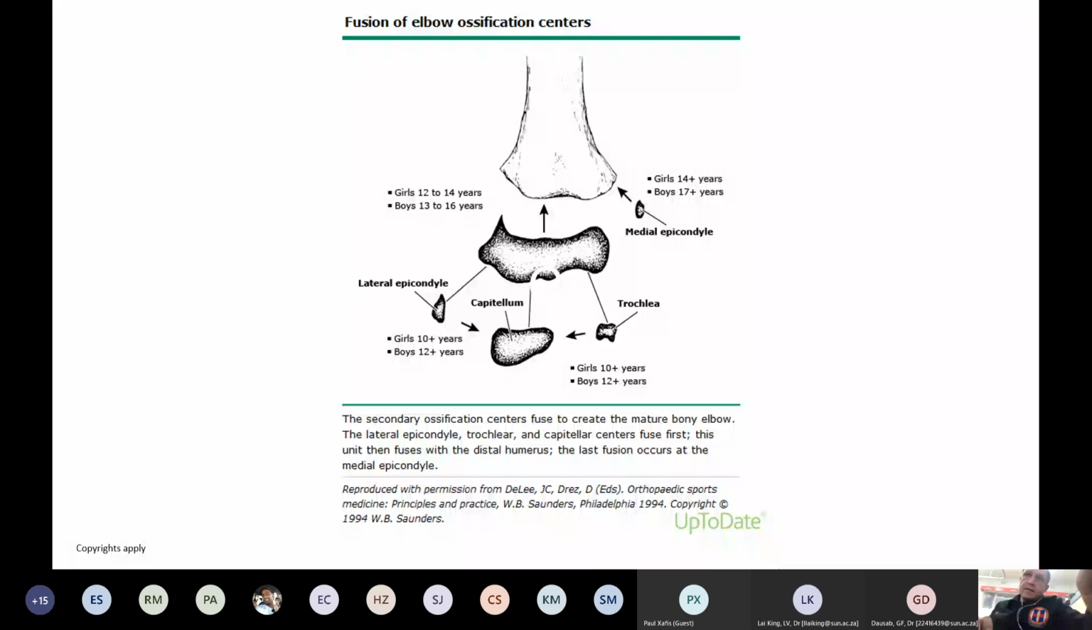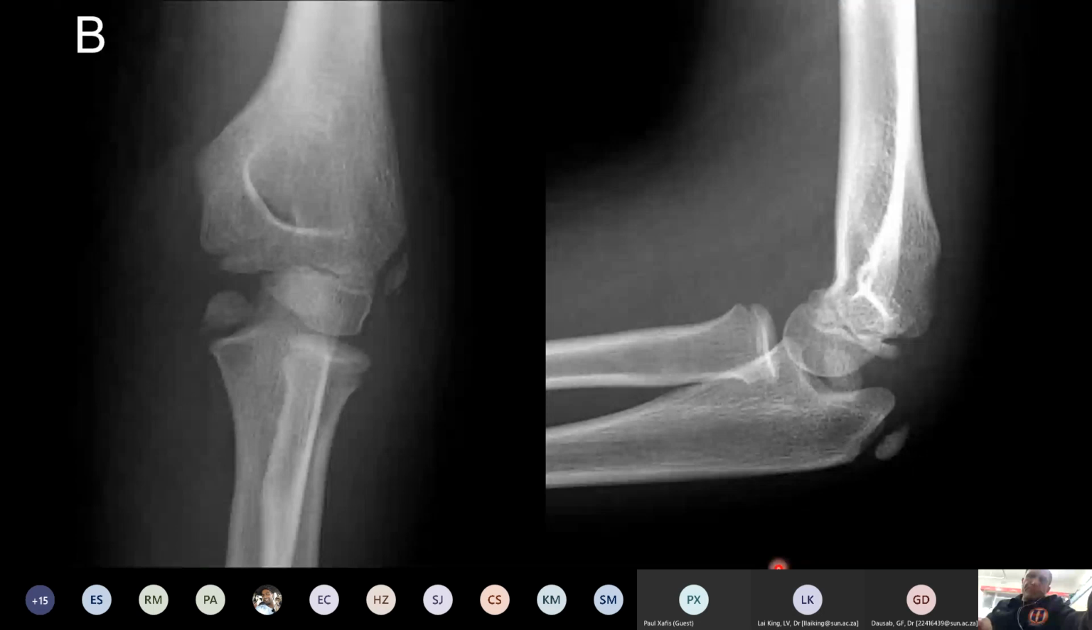So this is essentially the slide that I explained, which is the lateral epicondyle, the capitellum, and the trochlea fused together, and that together then fused to the humerus at the age of about 14 to 16 years. Continuing on to the upper limb, this is our second poll, which should be open for voting now. I'm just going to see if the slide changes.